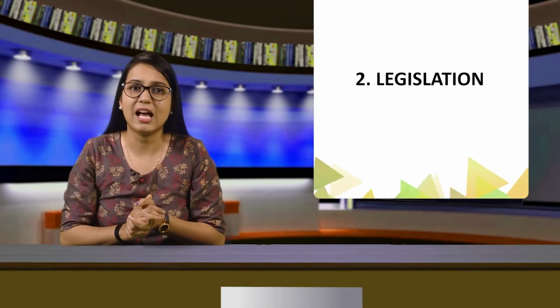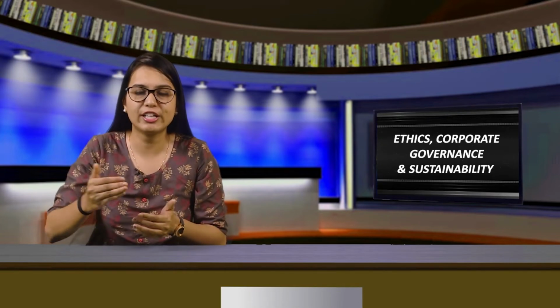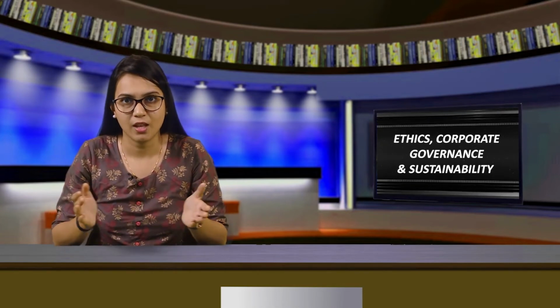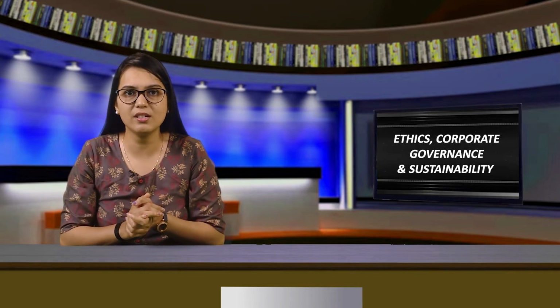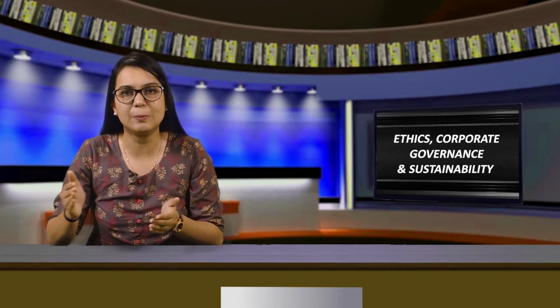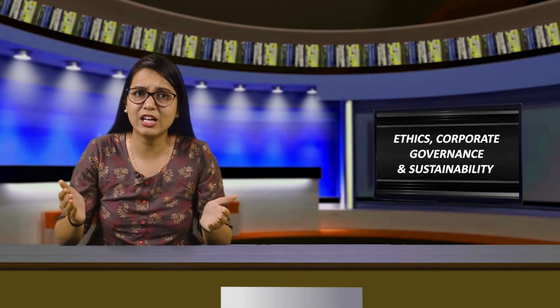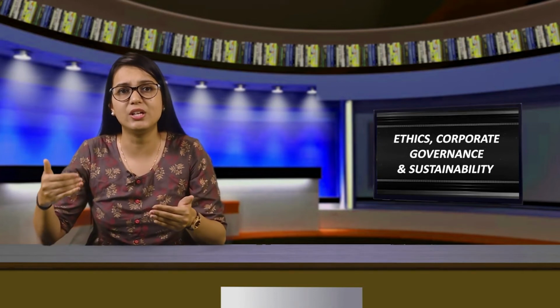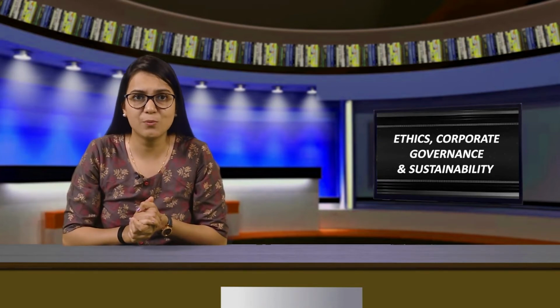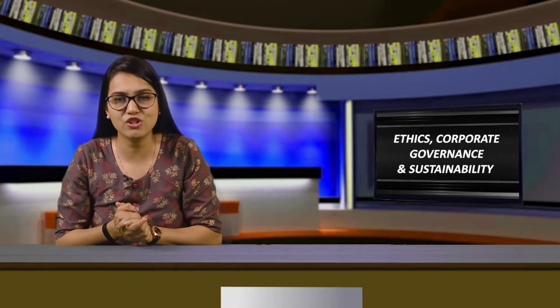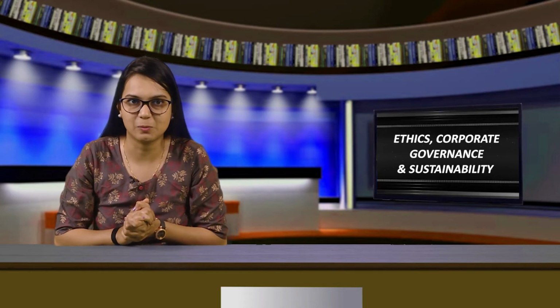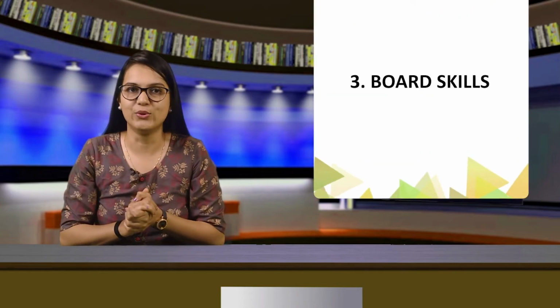Point number 2, legislation. Clear and unambiguous legislation and regulations are fundamental to effective corporate governance. Legislation that requires continuing legal interpretation or is difficult to interpret on a day-to-day basis can be subject to deliberate manipulation or inadvertent misinterpretation. Number 3, board skill.